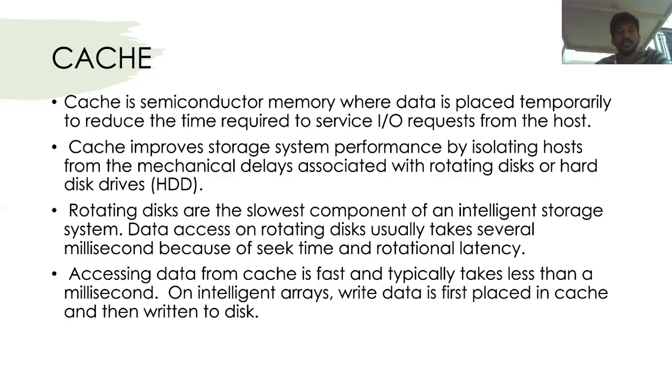Rotating disks are the slowest component of an intelligent storage system. Data access on rotating disks usually takes several milliseconds because of seek time and rotational latency. We discussed this in the components which affect disk performance: transfer rate delays, rotational latency, and seek time, etc. Accessing data from cache is fast and typically takes less than a millisecond.